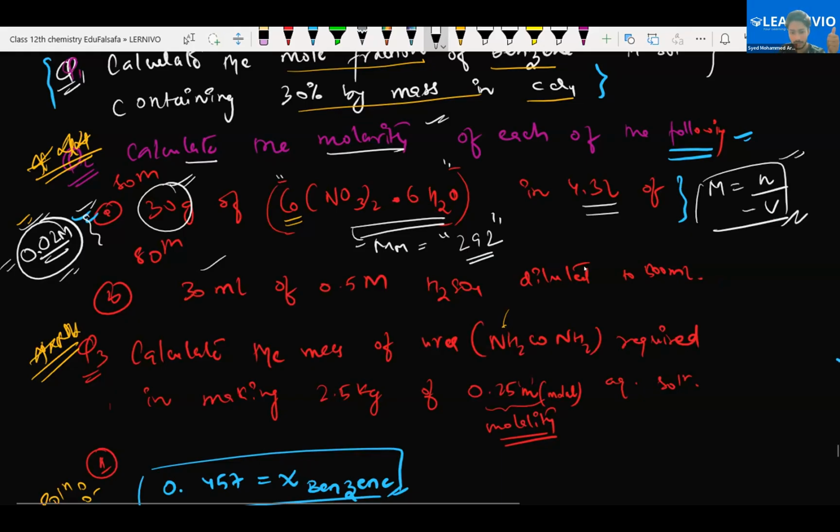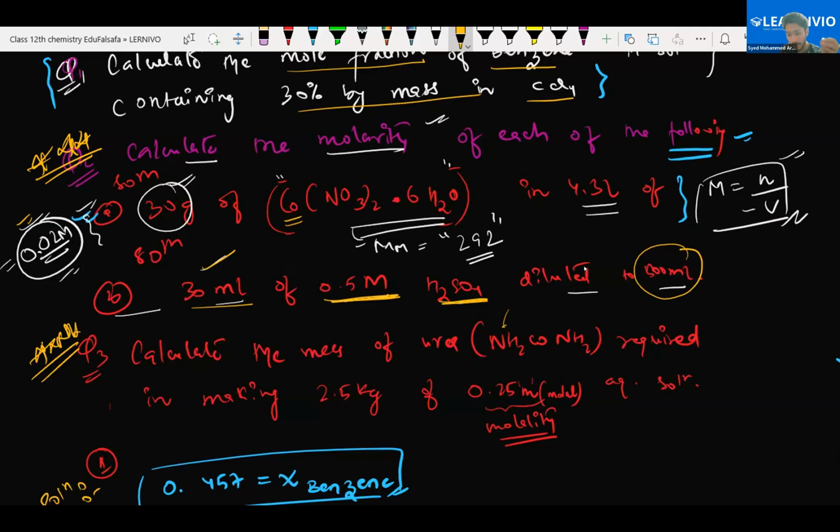Done. So the second part is 30 ml of 0.5 molar H2SO4 diluted. Okay, now in this question, what is given to me? What I am able to collect from this question is that 500 ml is given to me. It is given that 30 ml of 0.5 molar H2SO4. So I observe that the volume of H2SO4 is given to me, and the molarity of H2SO4 is also given. And then it is telling me that it is diluted to 500 ml.